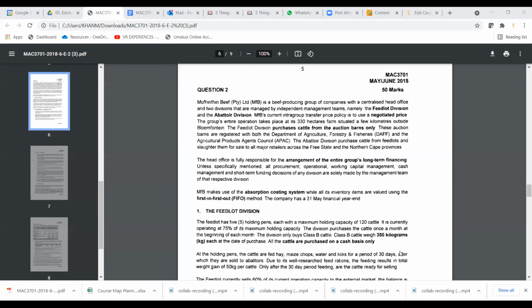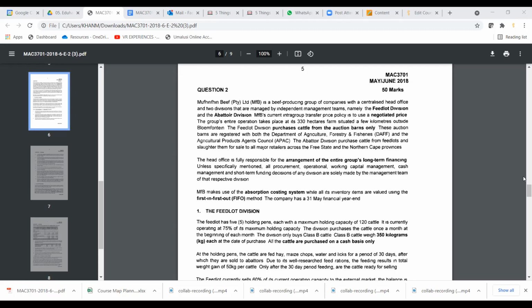Okay, so the scenario is on the drive. This is question 2, May, June 2018. We're just going to quickly read through the scenario, but we're going to focus mainly not on this division, but on the other division. So we're going to read quickly through the scenario, and then we're going to focus on the particular division where we're going to answer the question. So there is no specific joint and byproduct question. The joint and byproducts is basically part of another question that you are required to answer.